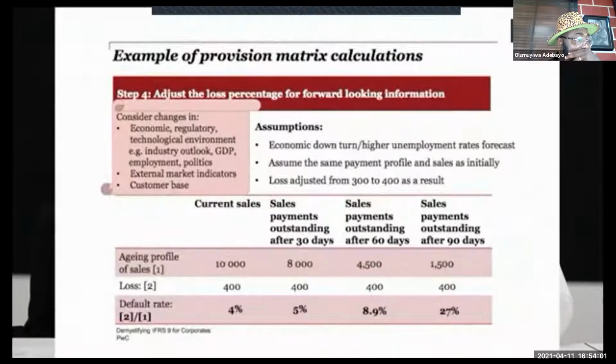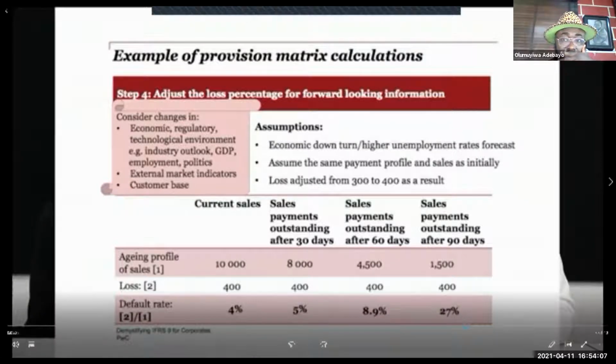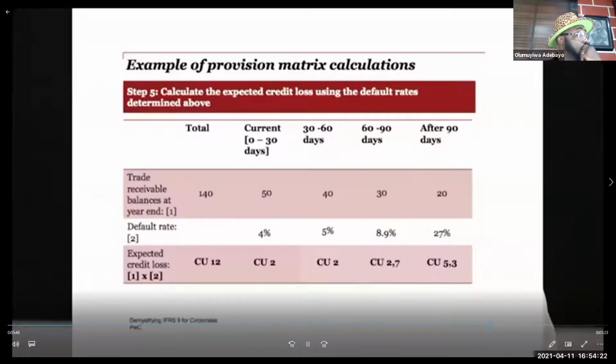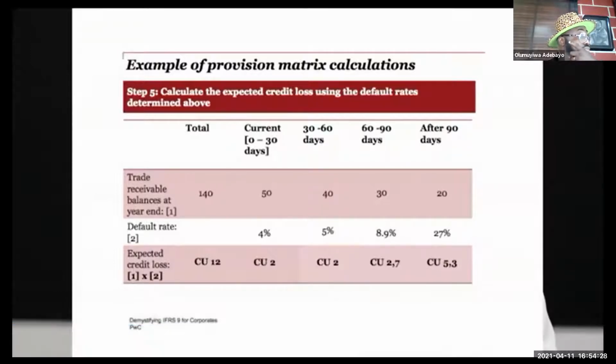So now our bad debts have gone up from 300 to 400. We apply that 400 to recalculate all our default rates, and we end up with the numbers shown on the slide. Okay, so having made our default rates forward-looking, Derek, what do we do next? Well, the final step would be to take those default rates that you've calculated and apply them to the actual receivables at period end. So each of those individual time bucket default rates would be applied to the receivables within each of the time buckets.